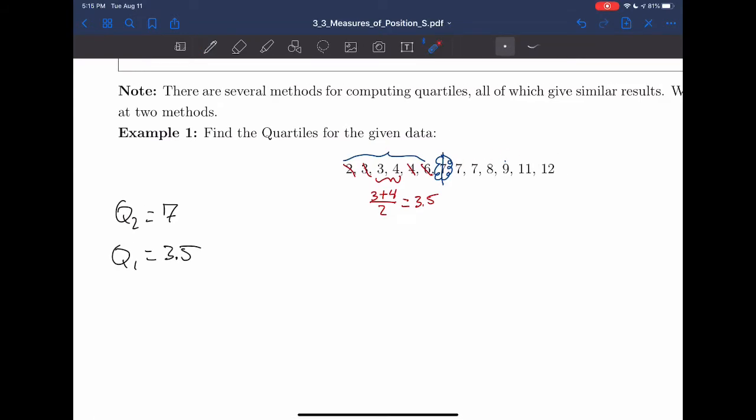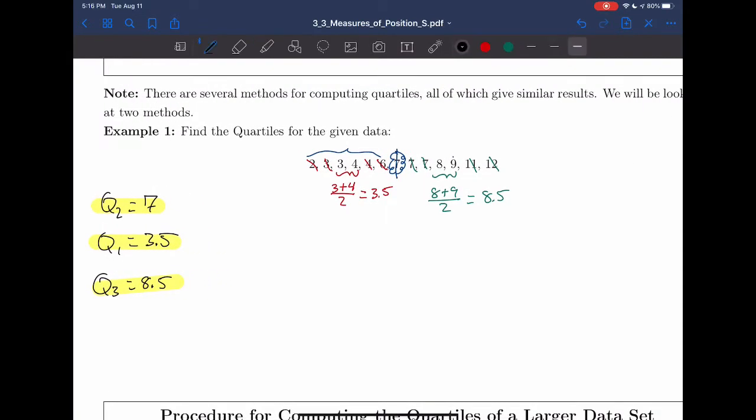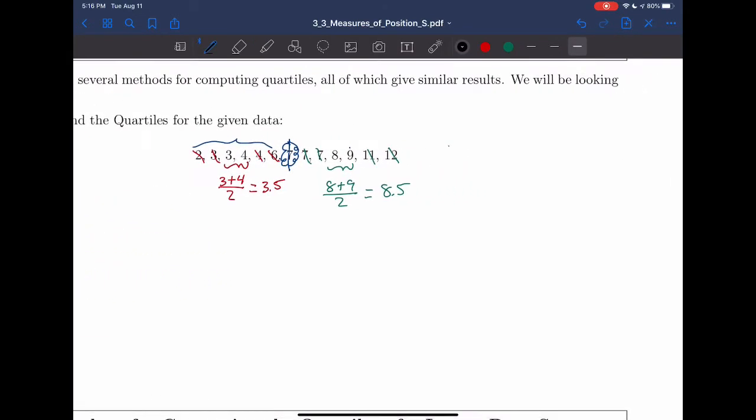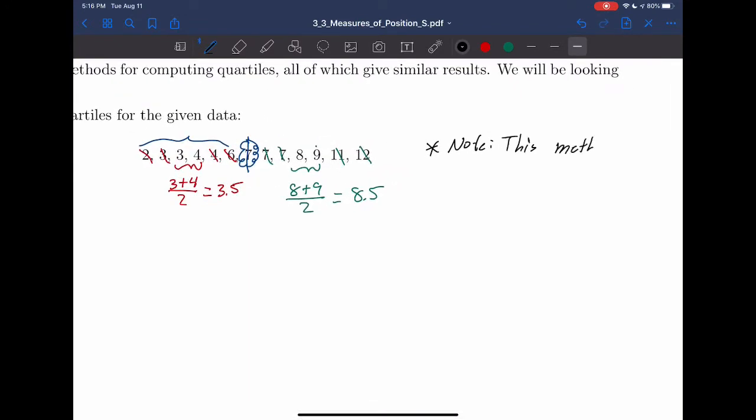Next, we find quartile 3, which is the median of our upper data set. In this case, it's the average of these two numbers, so it's 8.5. So quartile 3 is 8.5, and now we have found all of our quartiles. One thing you want to notice is that this method only works for smaller data sets. It doesn't work well for larger data sets.